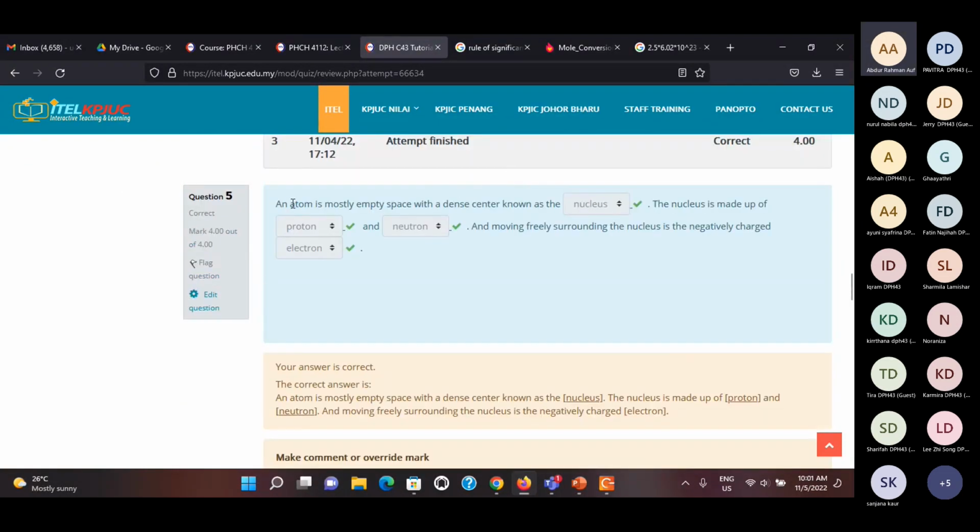Question number 5, fill in the blanks also. An atom is mostly empty space with a dense center known as the nucleus. The nucleus is made up of 2 things, which are proton and also neutron. And moving freely surrounding the nucleus is a negatively charged particle called electron. So these are the 3 atomic particles you need to know: proton, neutron and also electron. And remember, electron charge is negative, proton charge is positive, neutron charge is neutral, no charge.